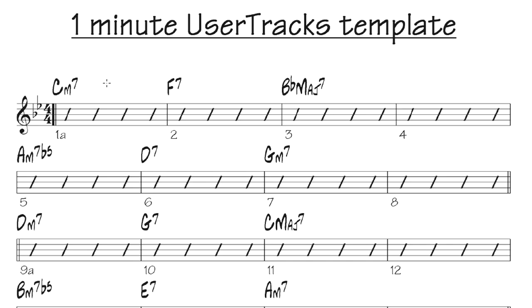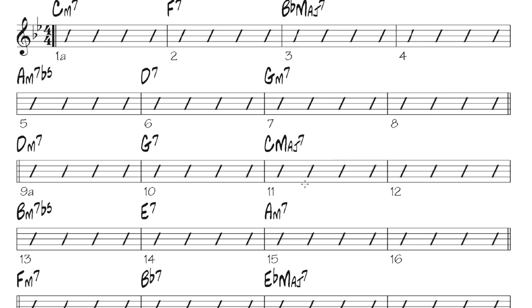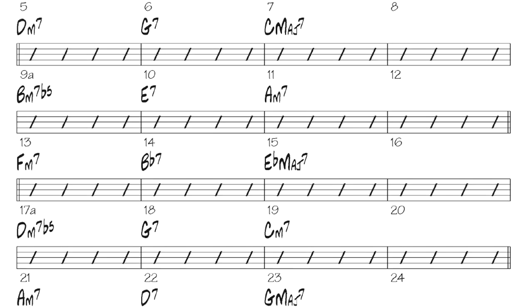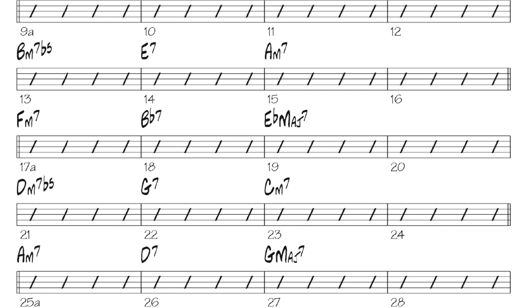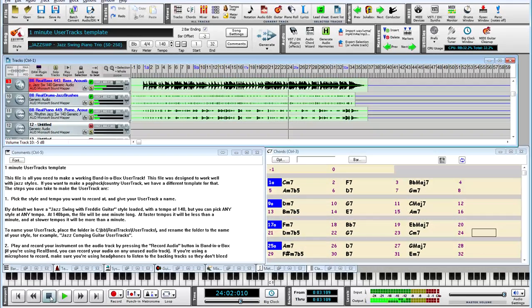You can see that there are minor 7th chords, dominant 7th chords, major 7th chords, and half diminished or minor 7 flat 5 chords. And it's in the key of B flat for 8 bars, then C for 8 bars, then E flat, and then G. Once I record this short chart, I'll have enough material for a working UserTrack style.